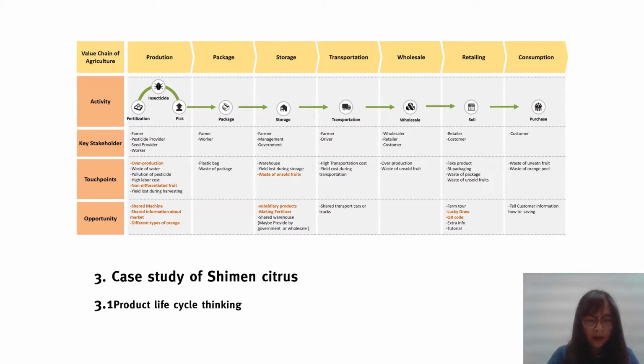Storage. The biggest loss in this part is the waste caused by the unsold fresh fruit and the damage caused by improper storage condition. Transportation. The transportation cost of cold chain during transportation, as well as the high transportation cost including travel expenses, toll fees, and truck rental fees, keep transportation costs at a high degree.